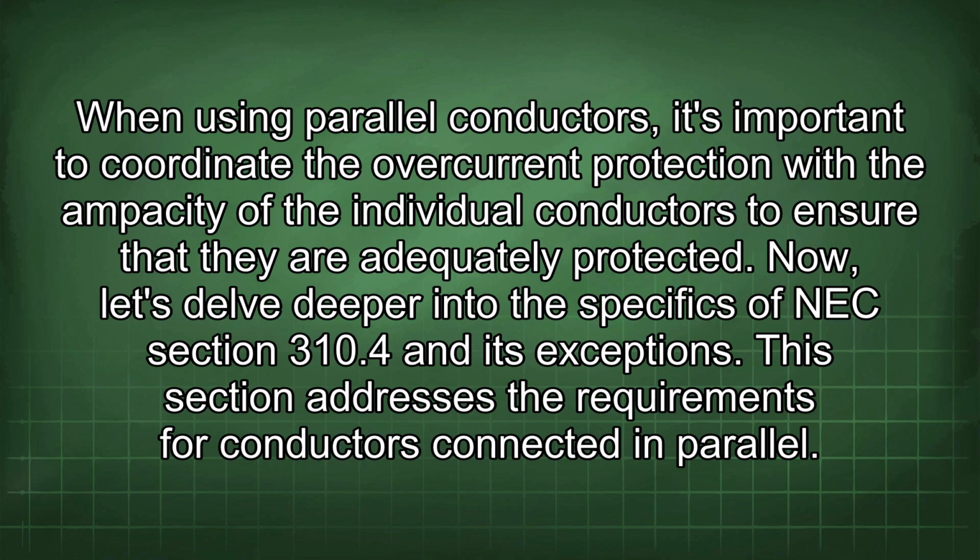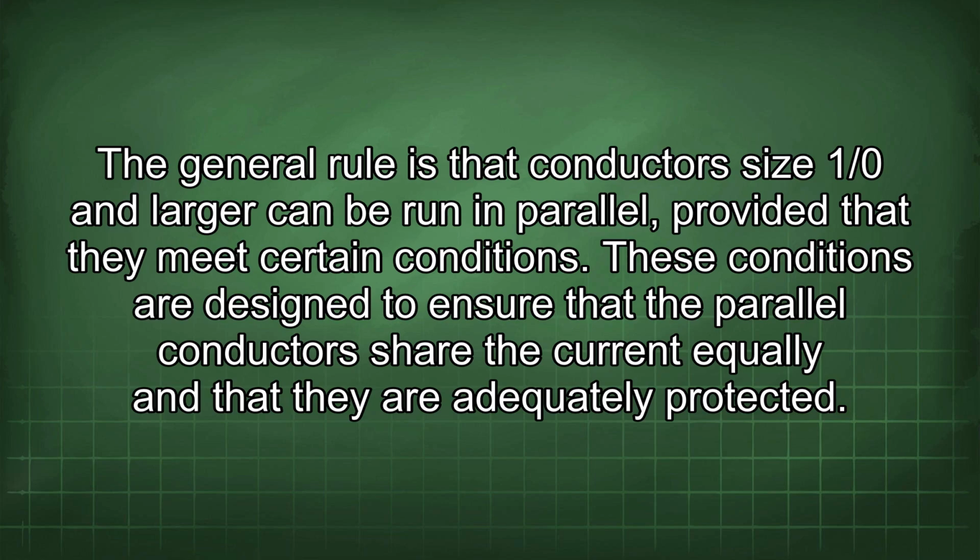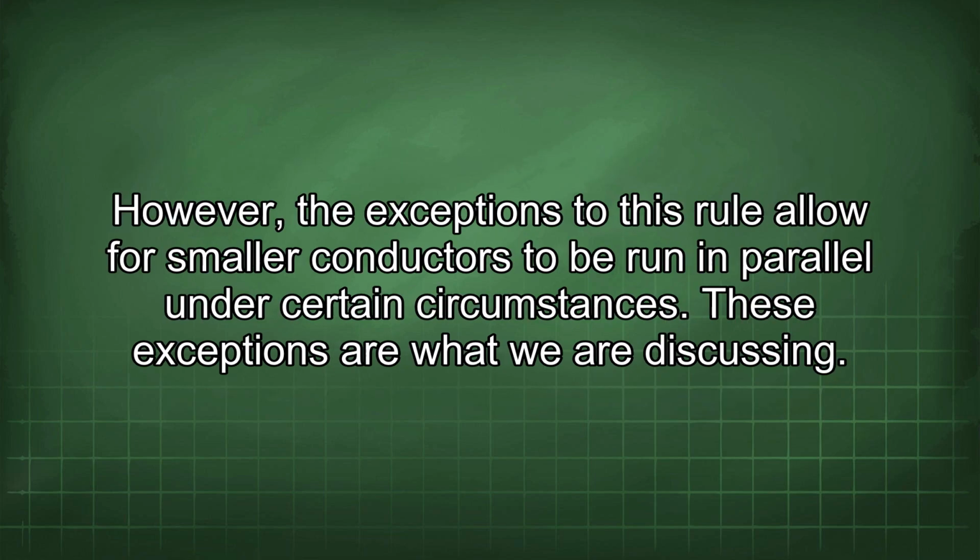Now let's delve deeper into the specifics of NEC section 310.4 and its exceptions. This section addresses the requirements for conductors connected in parallel. The general rule is that conductors size 1/0 and larger can be run in parallel, provided that they meet certain conditions. These conditions are designed to ensure that the parallel conductors share the current equally and that they are adequately protected. However, the exceptions to this rule allow for smaller conductors to be run in parallel under certain circumstances. These exceptions are what we are discussing.